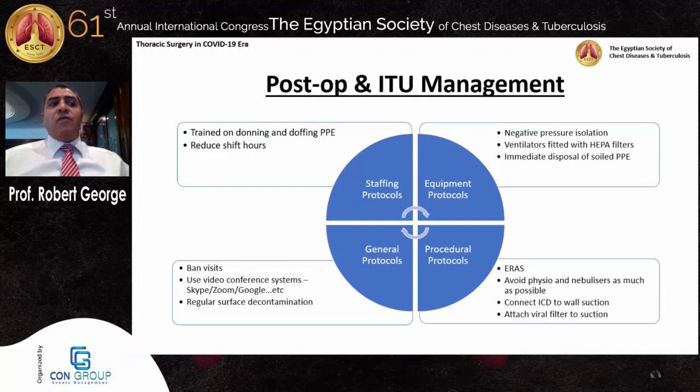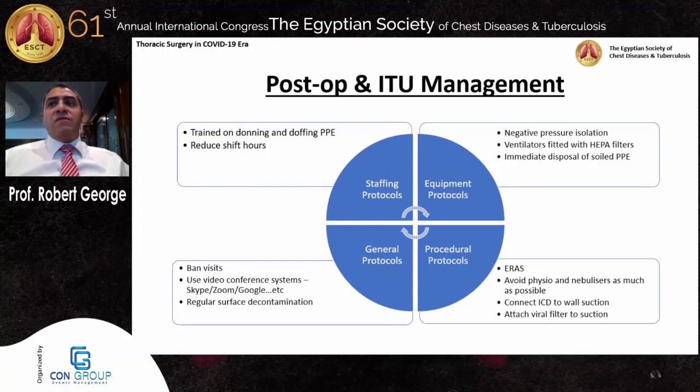Post-operatively, there are 4 adjuncts that we adhere to. We use the equipment protocols, special procedure protocols, general protocols, and staffing protocols. For equipment protocols, we use negative pressure isolation, ventilators are fitted with HEPA filters, and we use immediate disposal of soiled PPE. For procedure protocols, we use the enhanced recovery system, and this is very important to increase mobilization of the patient and allow them to be discharged as soon as possible.